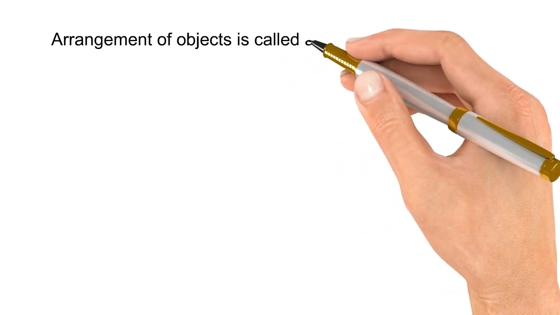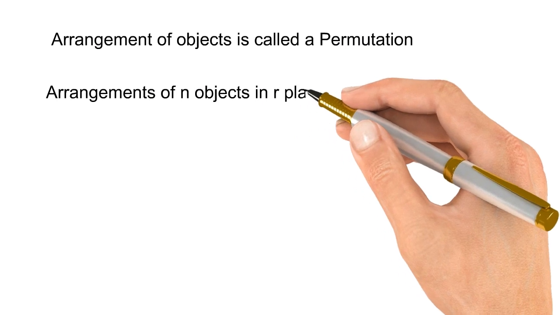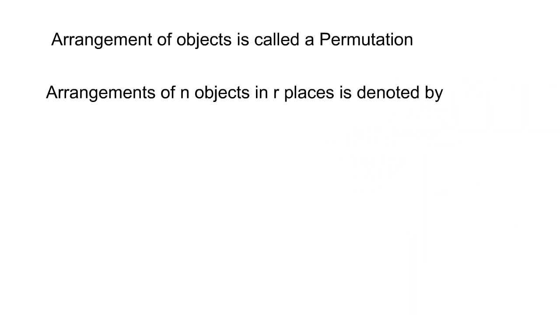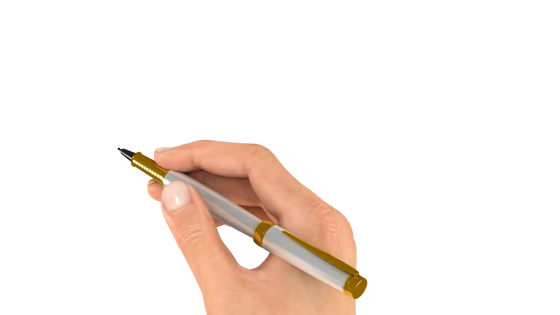Arrangement of objects is called a permutation. Arrangement of n objects taken r at a time is denoted by factorial n divided by factorial n minus r.